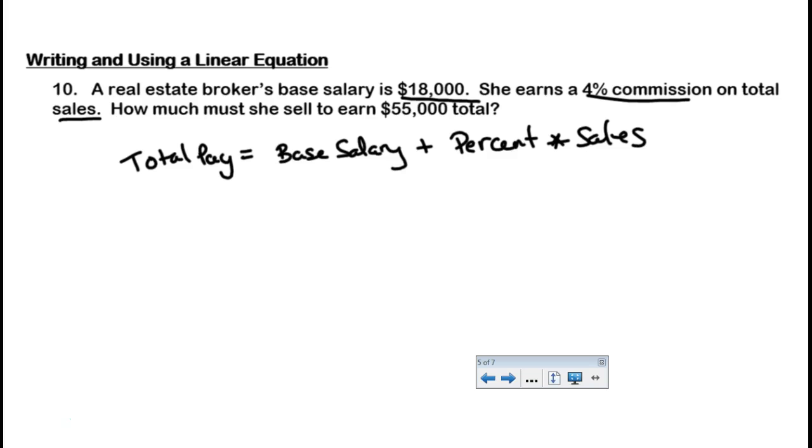Let's start plugging in numbers now if we know them. So total pay, I want it to come out to $55,000. My base salary is $18,000, I know that. My percentage is 4%. Remember, you have to write algebra percentages as decimal versions. And then the sales, isn't that the whole point of this question? So that is my variable. I'm going to leave it as x. If I go to solve this equation, I'm going to subtract the 18,000.